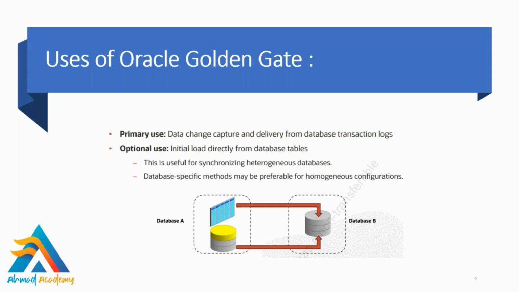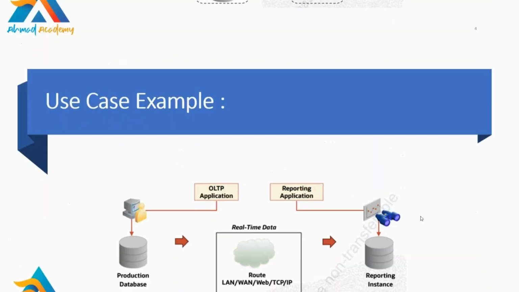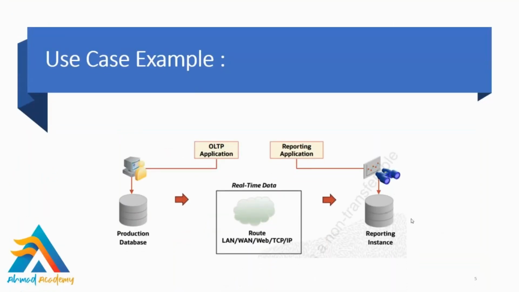And what is the use case example? So this is the production database. There is a reporting instance, there is an OLTP application, there is a reporting application, and we are using LAN, WAN, web, TCP/IP to route real-time data between two databases. Operational reporting from a single source system, or running queries on the source production system, can affect performance. So the best practice is to offload reporting to a lower cost system.